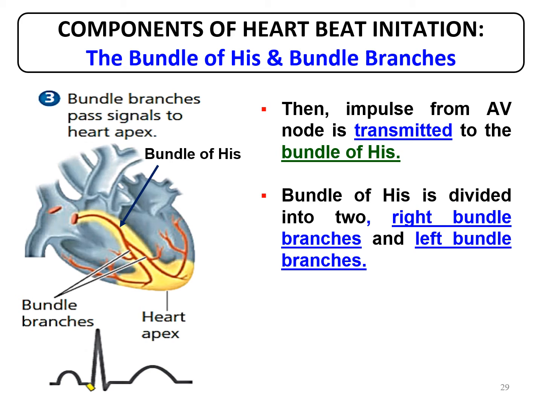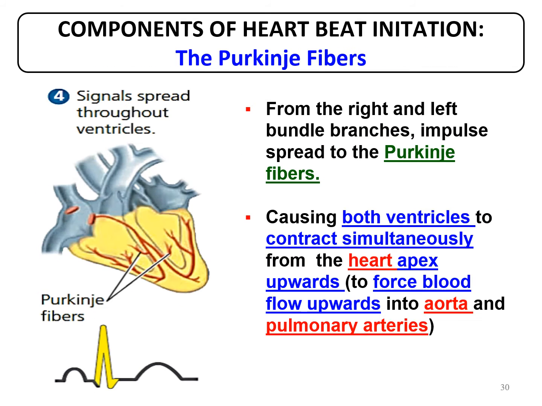Then the impulse from the AV node is transmitted to the bundle of His, and from the bundle of His the impulse is divided into the left and right bundle branches. From the left and right bundle branches, the impulse will spread throughout the ventricles through the Purkinje fibers. So both ventricles will contract simultaneously from the heart apex.